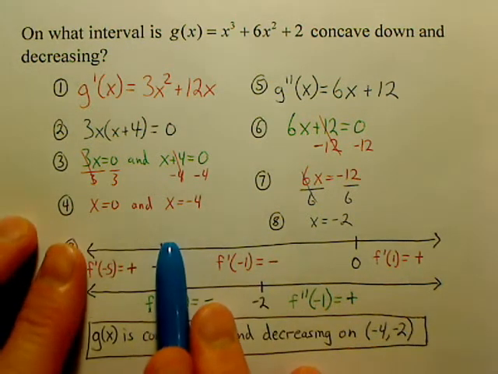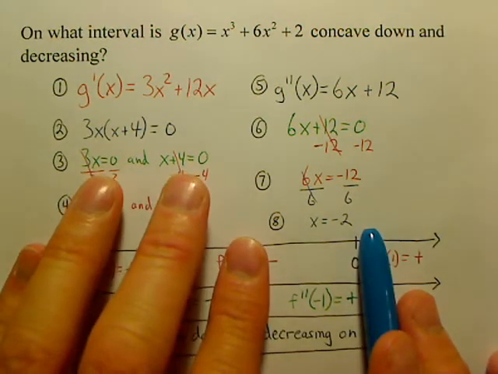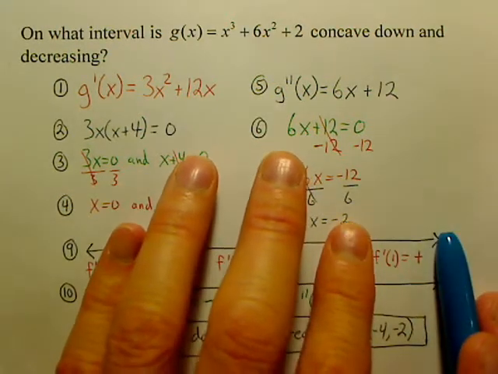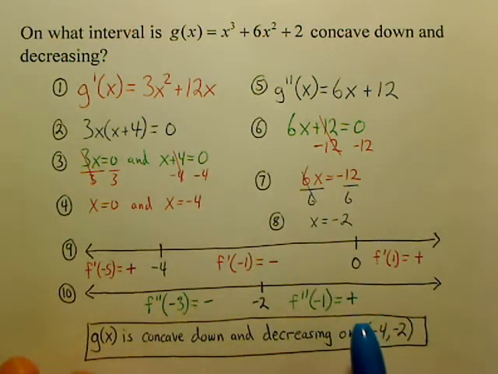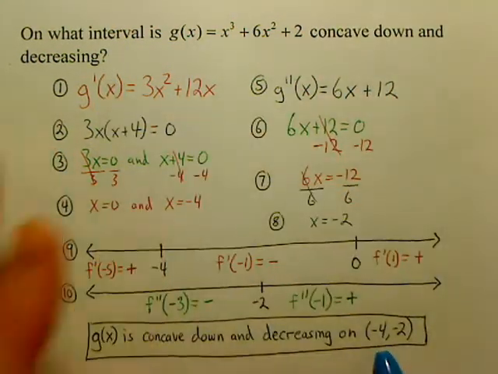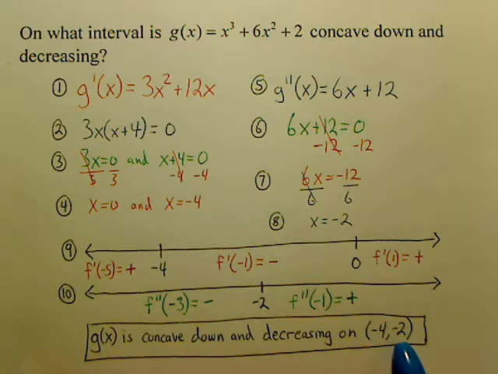For this interval, we're increasing and concave down. For this interval, we're decreasing and concave up. Here we're increasing and concave up. So you could find different things according to what the question's asking. Since this one's asking for that interval, from the information we can tell my interval for concave down and decreasing is from -4 to -2.